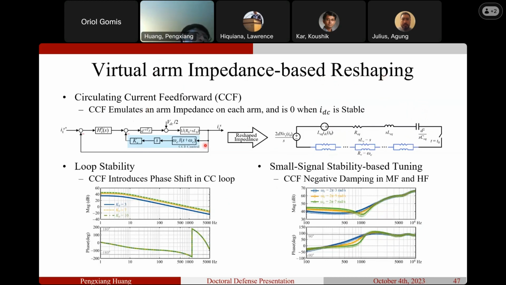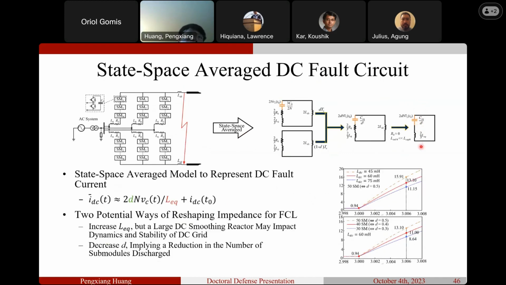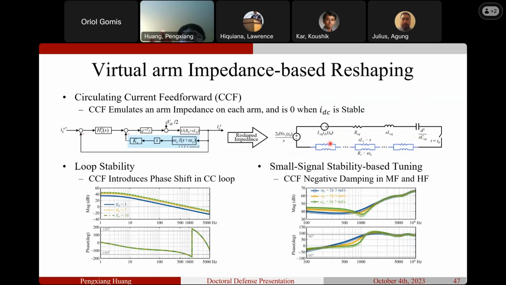I introduce an additional feedforward loop of circulating current, because DC current does not go to the AC side, so it is circulating current. When you reshape the impedance, at the beginning it's only LC, and after reshaping you add multiple RL sections because of this controller. So you make your MMC look more inductive, and inductive stuff can resist the current increase. To design this, you have to consider loop stability, and you have to consider small signal stability of the MMC DC side impedance, because you don't want to introduce too much negative damping and cause oscillation issues.